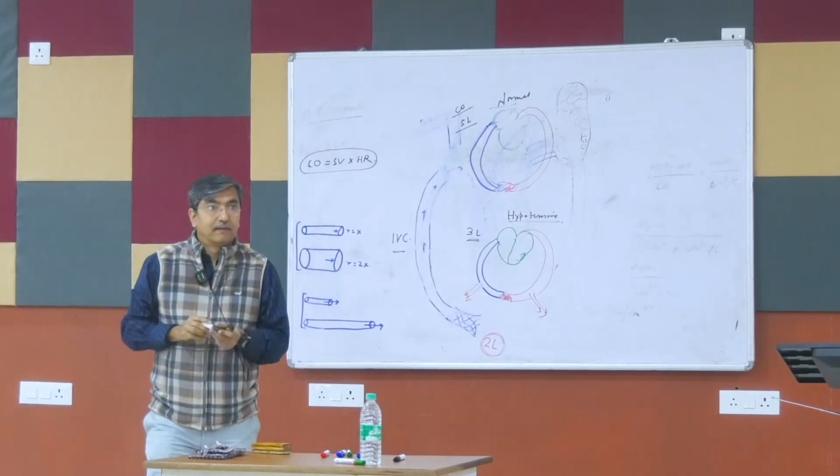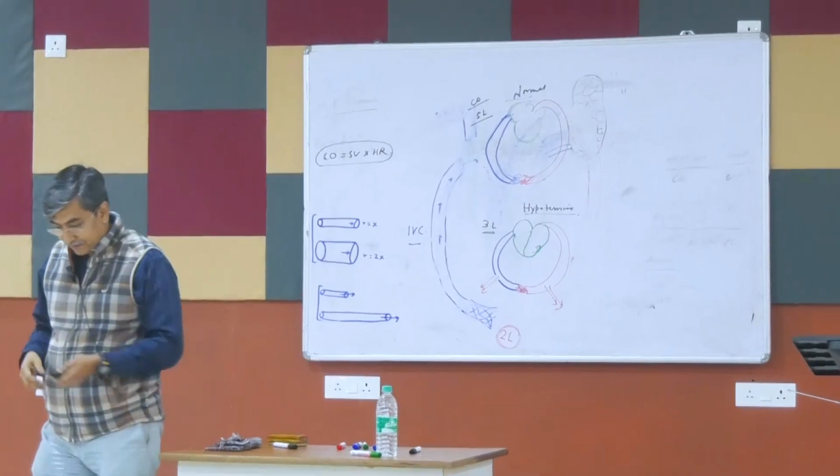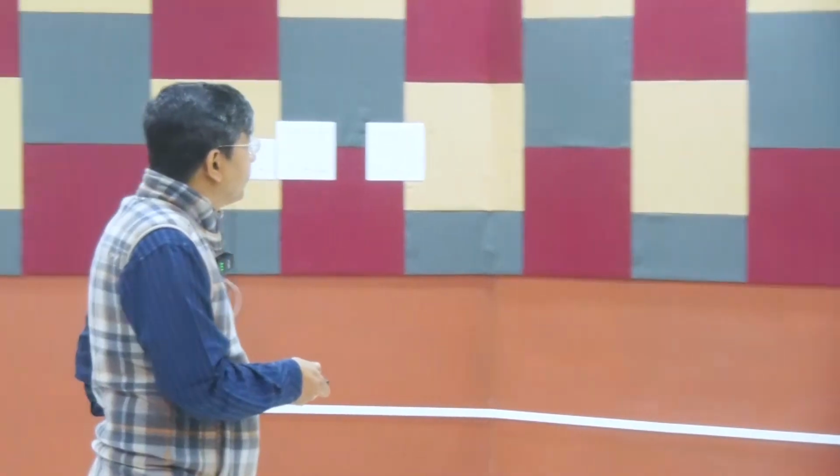What will happen? Blood volume 3 liter হয়ে গেছে. Very commonly. কি হবে? Preload কি হবে? কমে যাবে. So less blood is available. So less blood will reach heart. So what heart will do? Heart will try to maintain its cardiac output. That's by nature, body will try to maintain homeostasis.